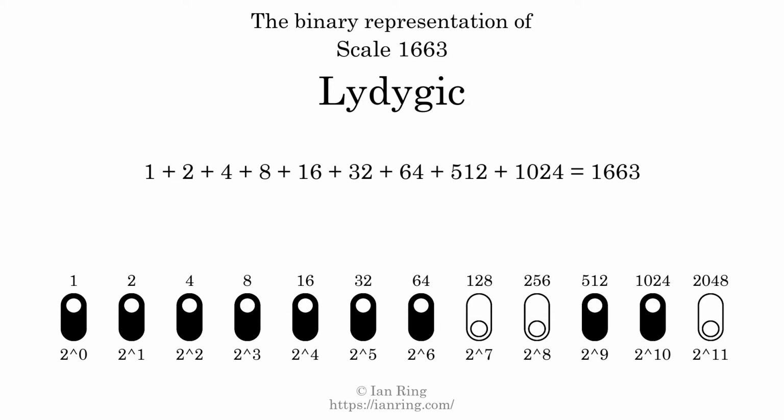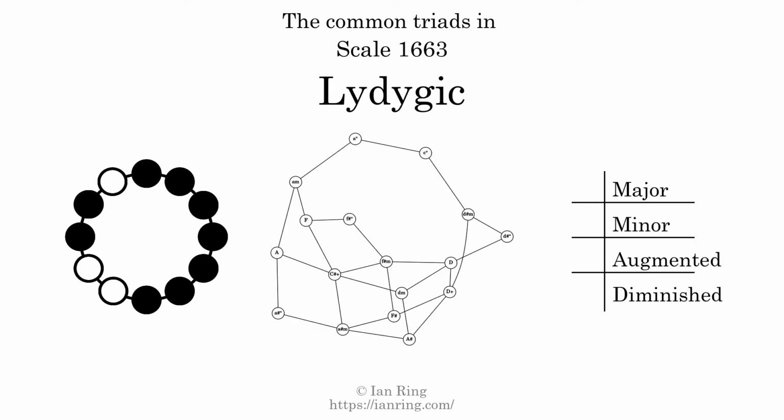1663. The scale number not only enumerates the scale with a unique index, but it also literally describes the tonal content of the scale. Represented as a binary number in base 2, the scale number is 01100111111. Here are the common triads present in this scale.